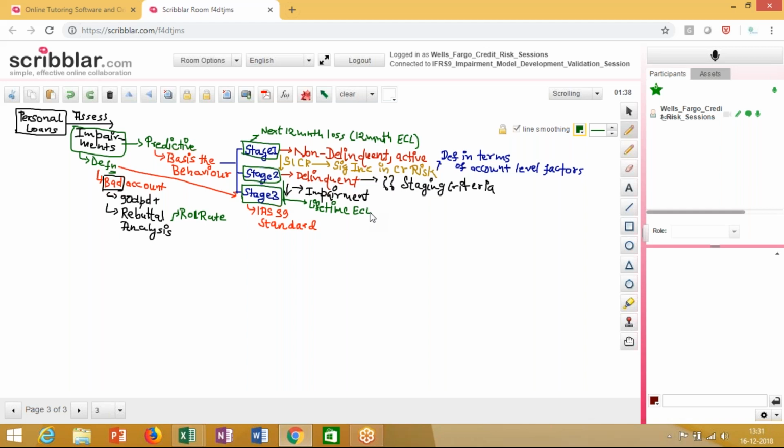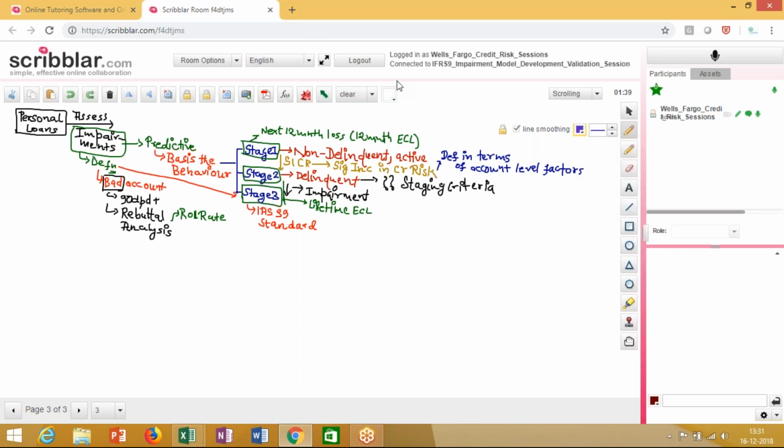Right. And once I have done that, then only can I go and say that, okay, these are accounts in stage 1, and using these accounts, I'll develop next 12 months ECL. But how do I do that? That is the biggest question. So the starting point is to identify what are my significant increase in credit risk criteria. So when do I say that an account has undergone a significant increase in credit risk? This is where we start off our discussion with SICR.